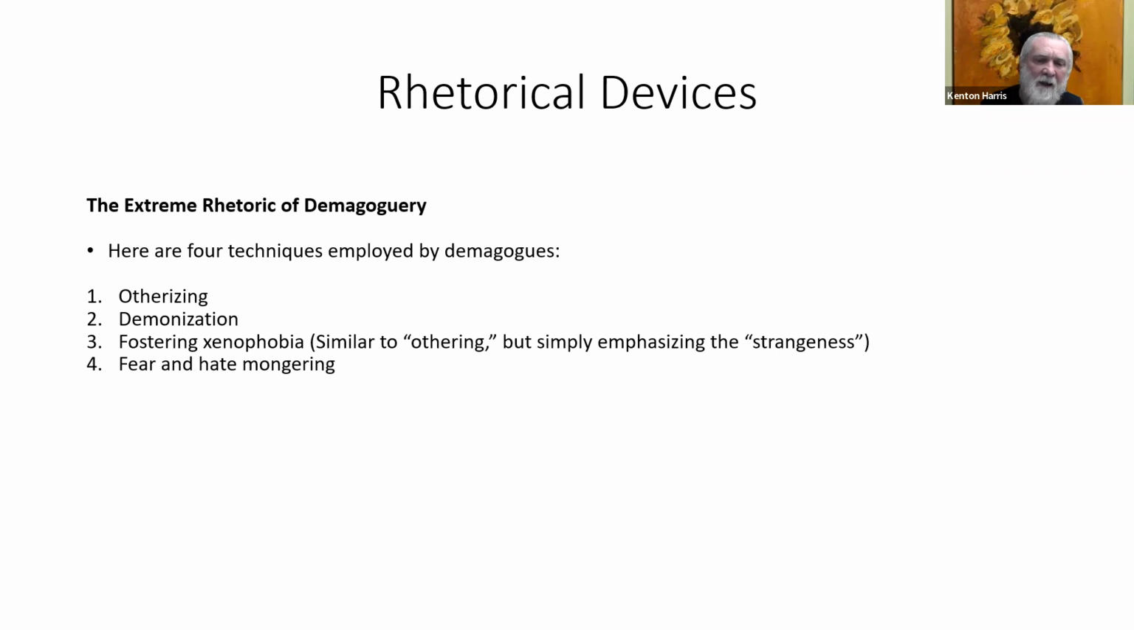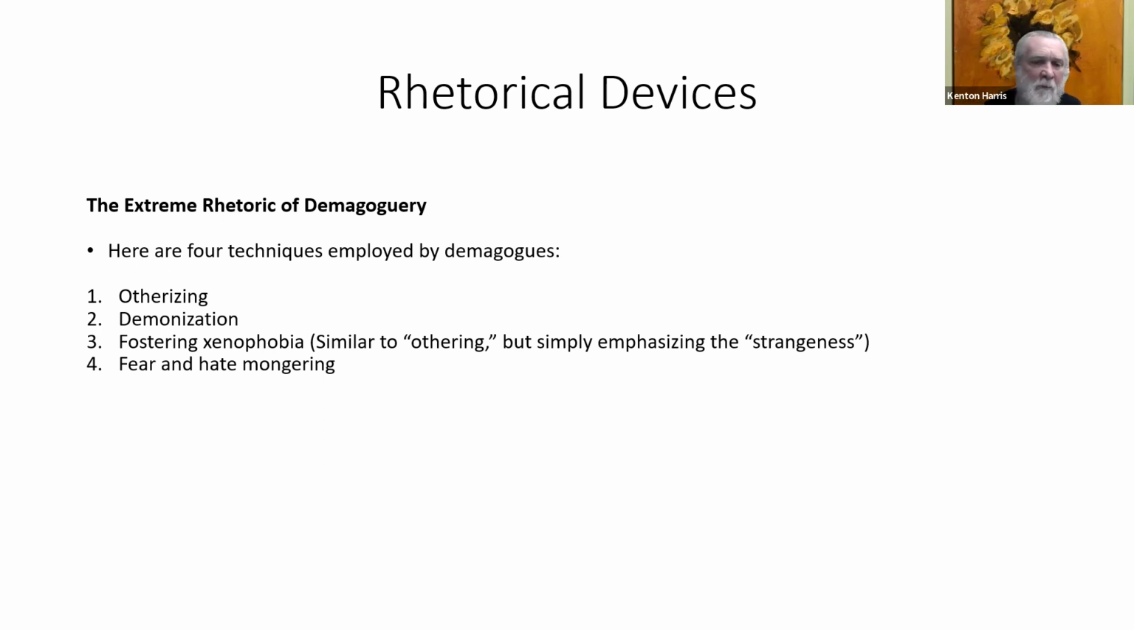Fostering xenophobia is similar to othering, but I'm emphasizing the strangeness, the otherness, in the sense that they do things very differently, weirdly. They have odd practices or odd institutions, or maybe I'm pointing out how differently they dress, or how differently they worship, or how differently they speak, or how differently they arrange their family arrangements or units, etc. But I'm emphasizing the differentness between us and them, right? The strangeness, as opposed to the familiarity of the us.